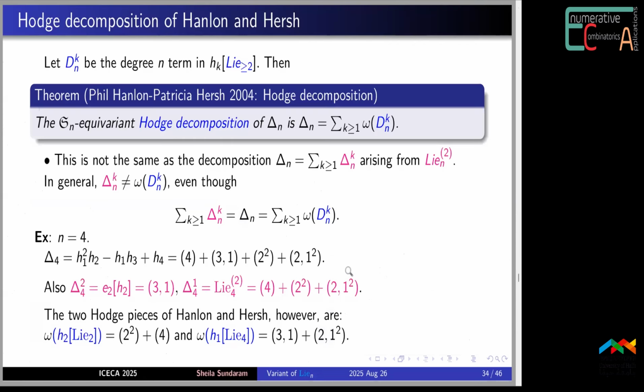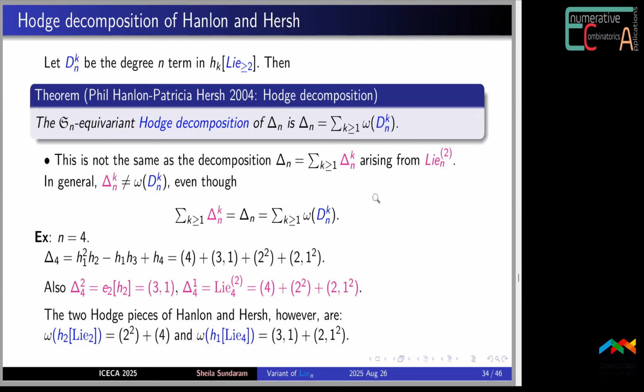And then I was actually very surprised. Something called the Hodge decomposition of the complex of injective words. And their Hodge decomposition decomposes delta_n into a sum like this. So let me tell you what d_{n,k} is. d_{n,k} is now the degree n term in this plethysm, h_k with the classical Lies starting at degree 2. So Lie_2 plus Lie_3 and so on.